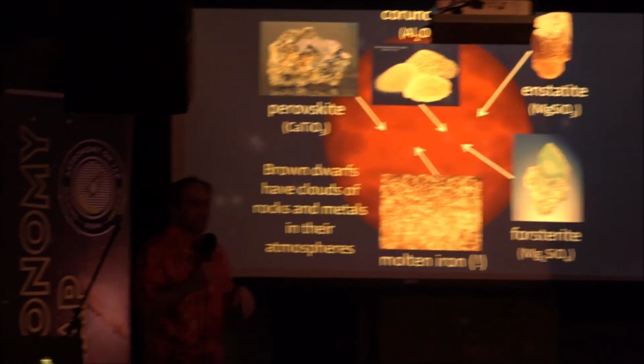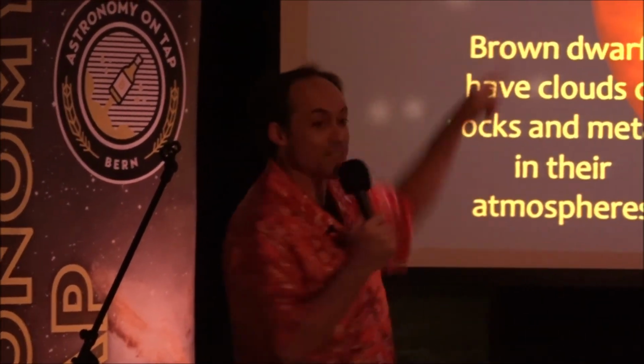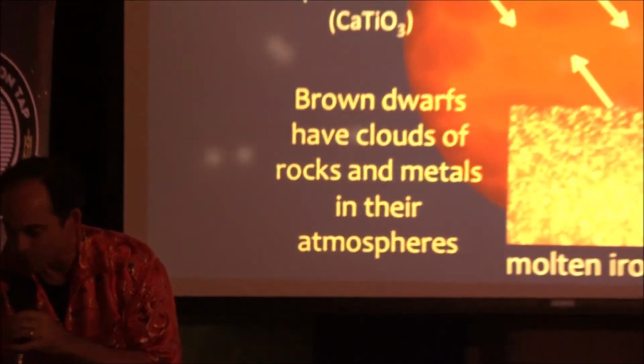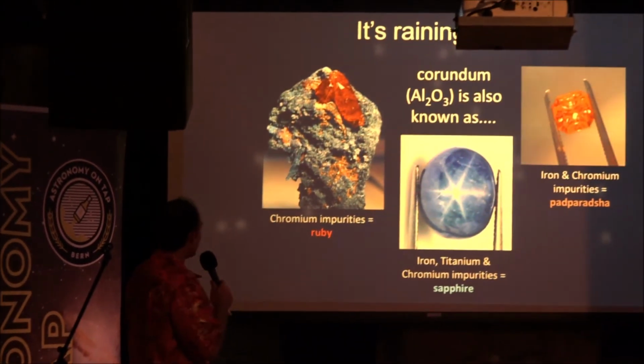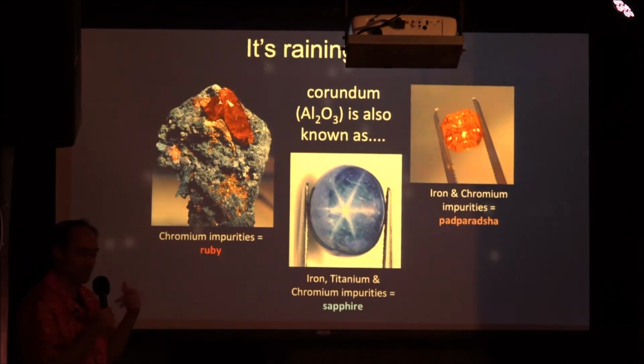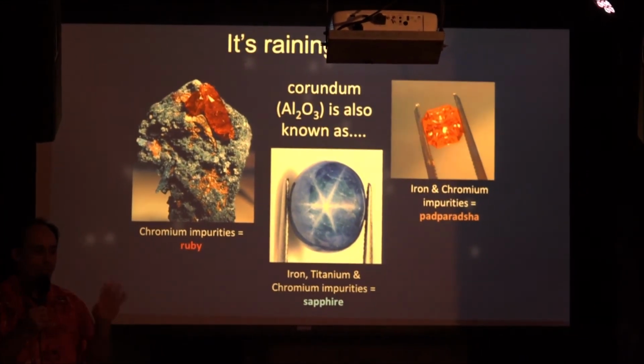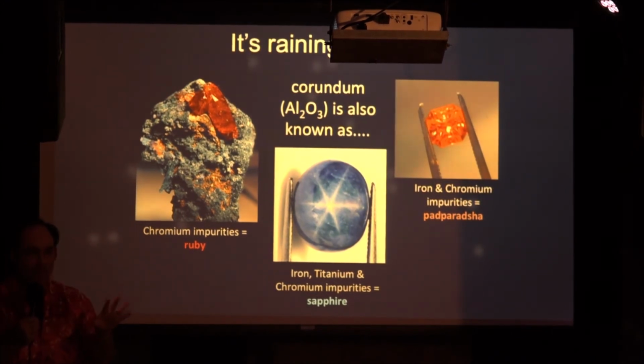Now, for those of you who are capitalist-minded, corundum turns out to have different forms, including gems. So corundum with chromium impurities is rubies. Corundum with iron, titanium, and chromium impurities are sapphires. So if anyone wants to go on a venture with me to mine some brown dwarf atmospheres, just talk to me afterwards.